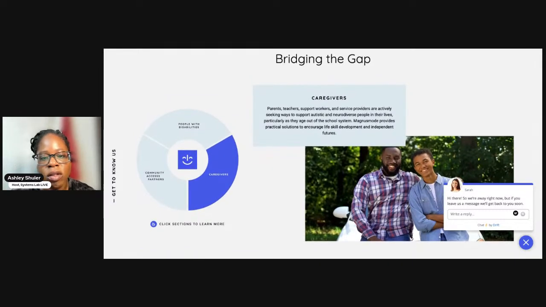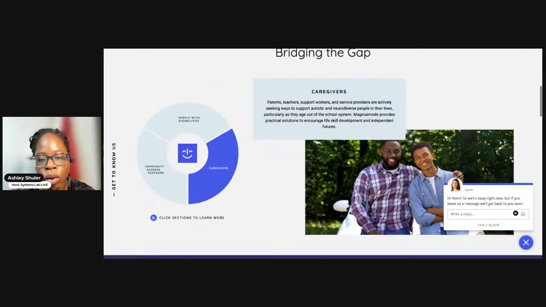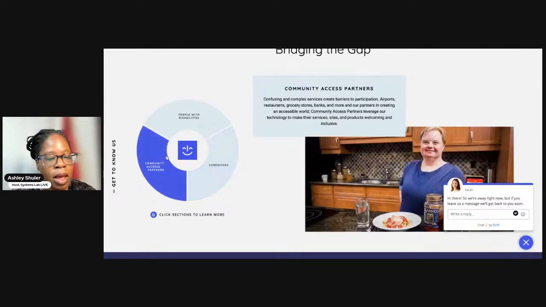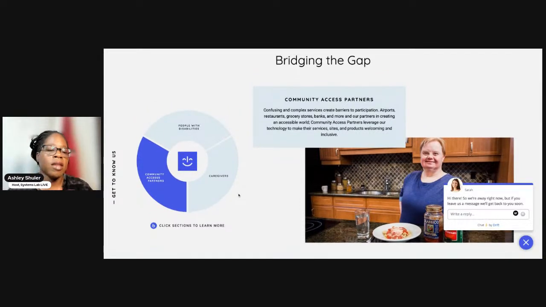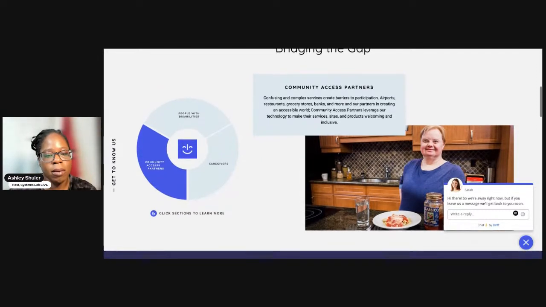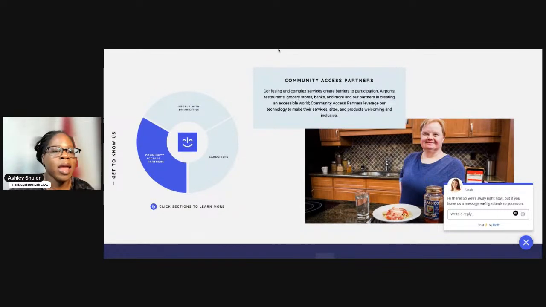This provides resources to caregivers to help them outside as they age out of the school system. Beautiful. Community access partners from airports, restaurants, banks, and so they leverage technology to make their services and sites and products welcoming and inclusive. So this is great. This app helps with the whole ecosystem. It's the caregiver piece, people with disabilities, and the community access. Hands down, this is pretty legendary.